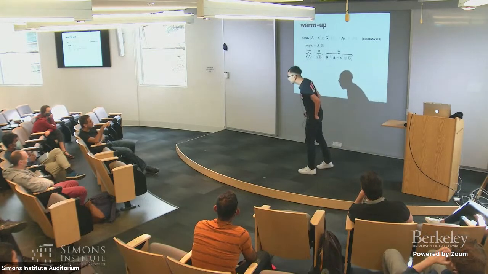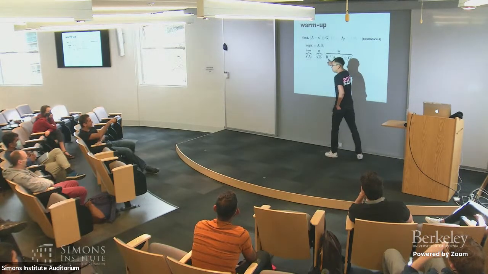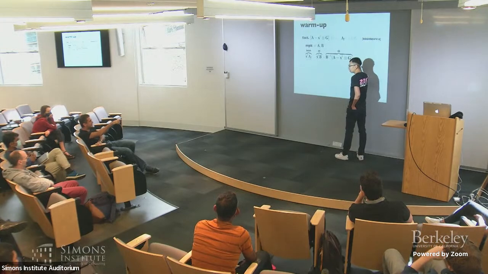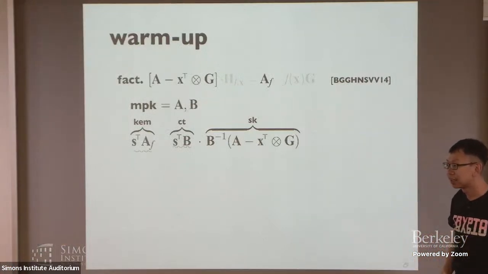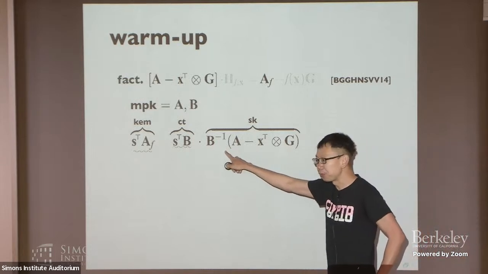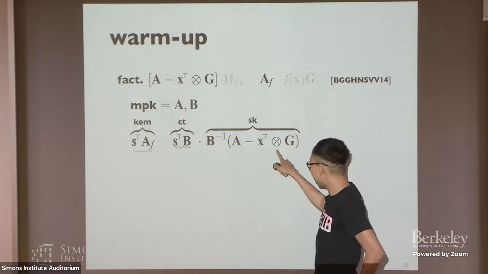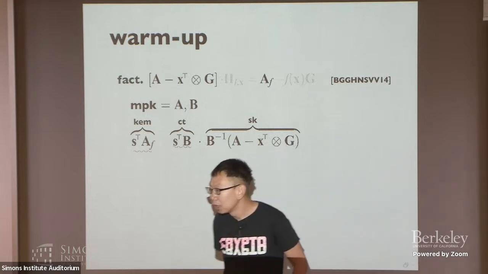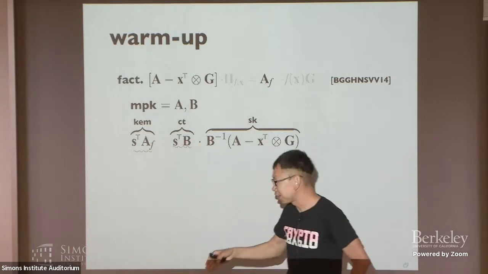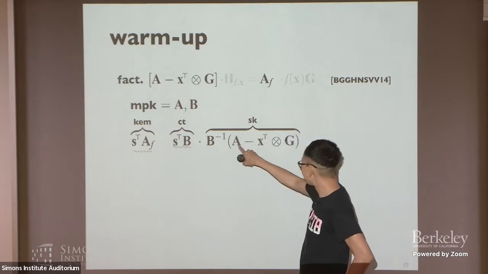What's the secret key? This is your secret key. But what is secret in that secret key? The randomness used for Gaussian sampling. B inverse is a random Gaussian pre-image, such that B times this Gaussian is A minus X tensor G. When you say B inverse, what do you mean? It's a random Gaussian, such that B times this Gaussian is equal to A minus X tensor G.